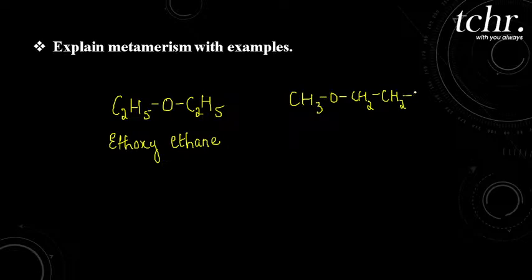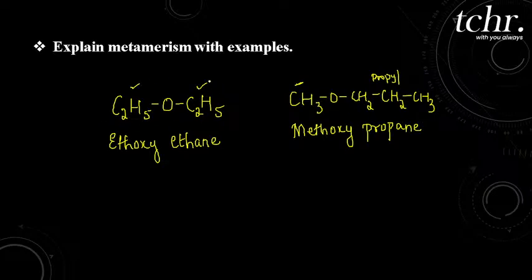Here is also an ether functional group, where on one side you can see a methyl group and on the other side a propyl alkyl group, correct? So this we call methoxypropane. In the first ether, you can see that on both sides there is an ethyl group, so that is symmetrical, whereas here one side of the functional group is methyl and the other side is propyl, so I call it methoxypropane.